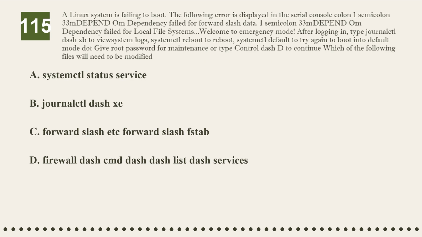Question 115. A Linux system is failing to boot. The following error is displayed in the serial console: Dependency failed for /data. Dependency failed for Local File Systems. Welcome to emergency mode. After logging in, type journalctl -xb to view system logs, systemctl reboot to reboot, systemctl default to try again to boot into default mode. Give root password for maintenance or type Control-D to continue. Which of the following files will need to be modified?